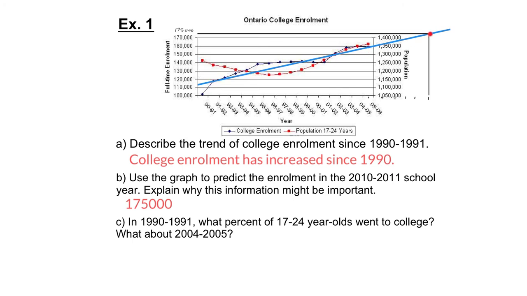So if I follow that general trend up to the 2010-2011 school year and extend that back to the enrollment, I just kind of eyeballed it, it looks like about 175,000 new college enrollment numbers for that year. Now explain why this information might be important. It's one thing to read the graph, but why is it important?